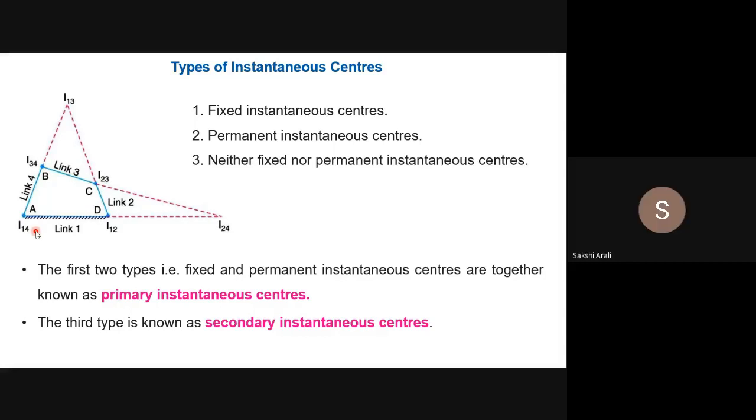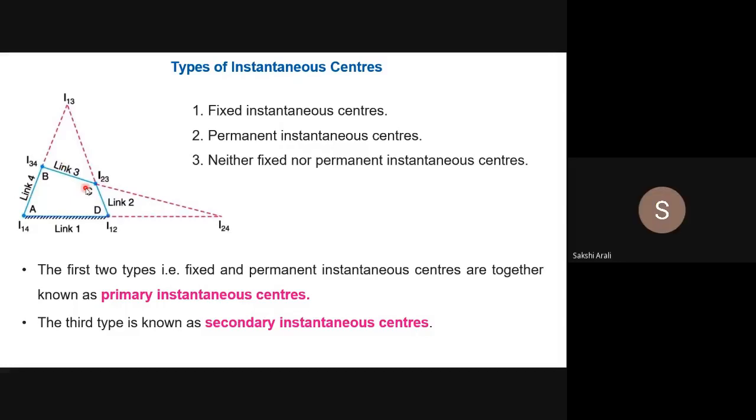Now, which ICR is called a permanent ICR? Remember, now talk about C and B. Link 3 will rotate about link 2 at which point? C point. Link 3 will rotate about link 4 about which point? B point. Now tell me whether I can call these fixed ICRs?